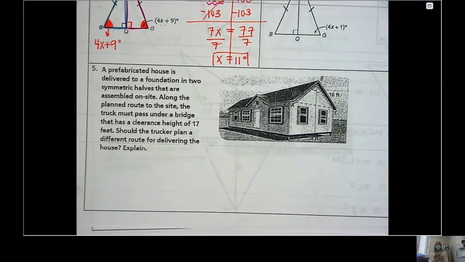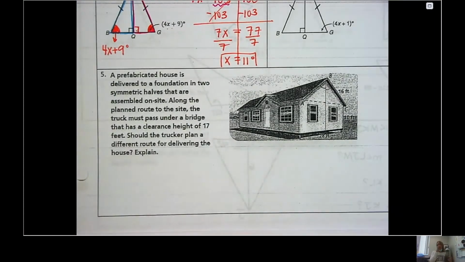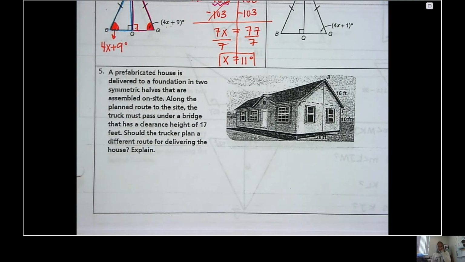All right, last one, number 5. Can I have somebody read number 5 for me nice and loud so we can all hear? Who'd like to read? Jaden, thanks for making eye contact. Go for it. Prefabricated house delivered to the foundation in two symmetric parts that are assembled on site. Along the planned route to the site, the truck must pass under a bridge that has a clearance height of 17 feet. Should the trucker plan a different route for delivering the house?